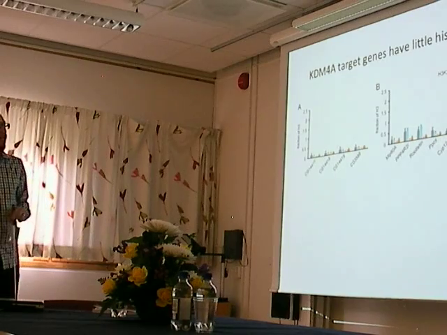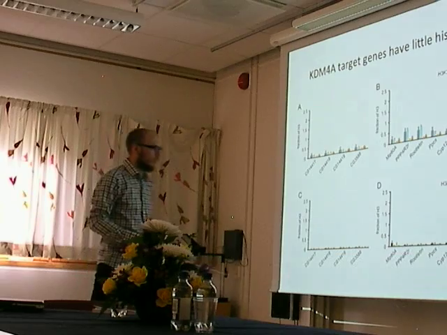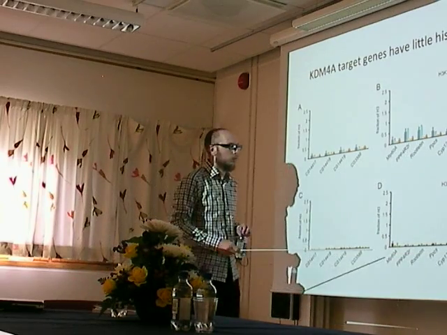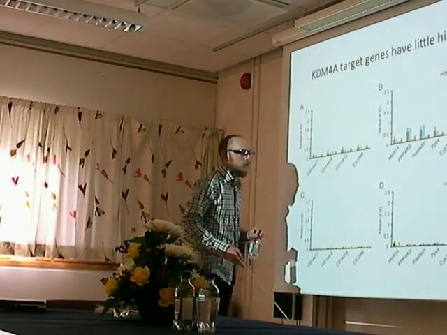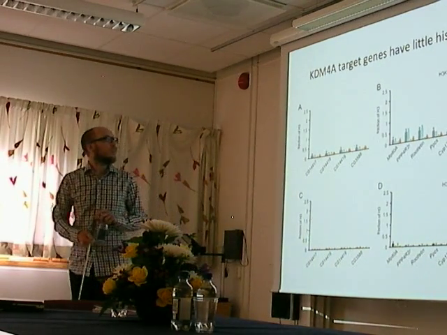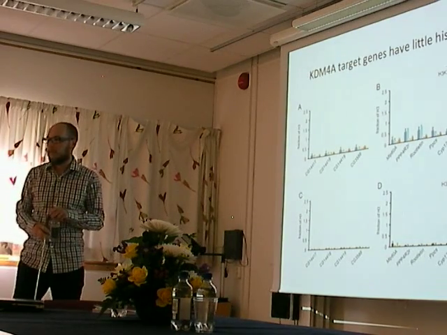Another substrate for KDM4A is K9 trimethylation. Here we have the same thing, that we have very little K9 at the target genes compared to another control locus. So KDM4A target genes have little histone methylation.